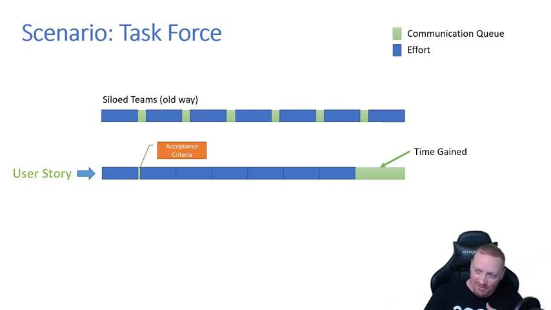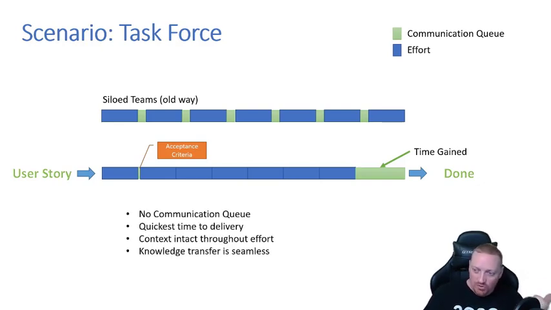So the time to delivery, right? I'm showing you how time to delivery has been reduced. We don't need it anymore, right? We can go almost directly from user story to done within the one team without communication gaps. There's no knowledge sharing that needs to occur outside of the team that's been assembled. So there's no communication queue. It's the quickest time to delivery. The context remains intact throughout the effort, and knowledge transfer is seamless, right? Because the team is working together on the same objectives.